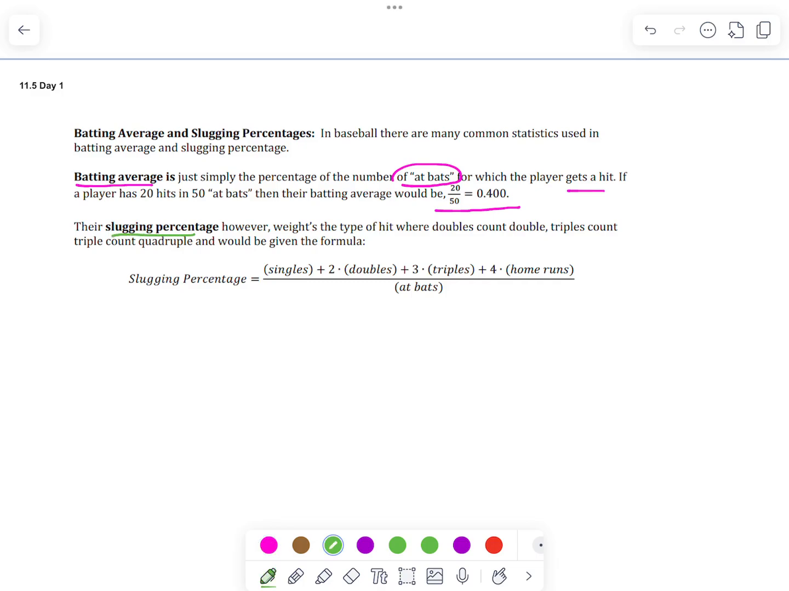The second one is called a slugging percentage. This is where the type of hit is counted. So doubles will count as a double, triples count as a triple, home runs as a quadruple, etc. So there's a formula here that says you count the number of singles plus 2 points for every double, 3 points for every triple, 4 points for every home run, and then you divide it by the number of at-bats. And that's how you get the slugging percentage.